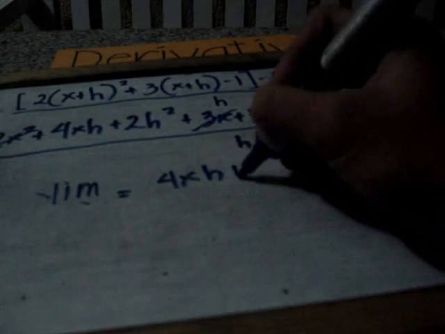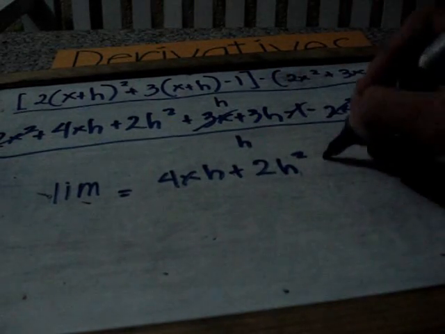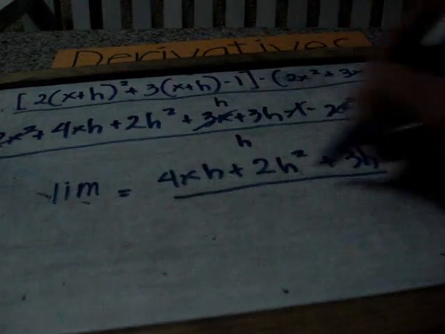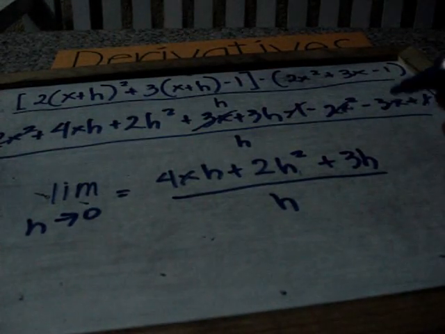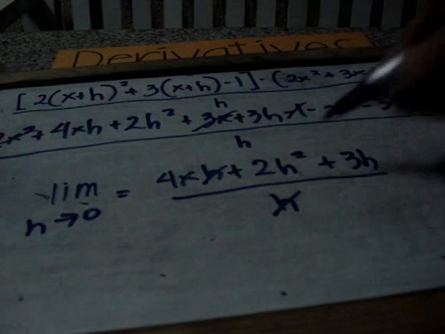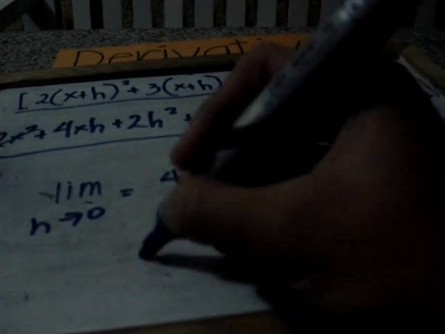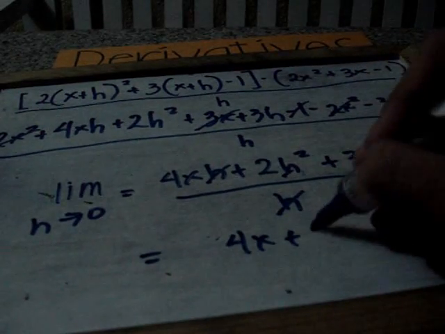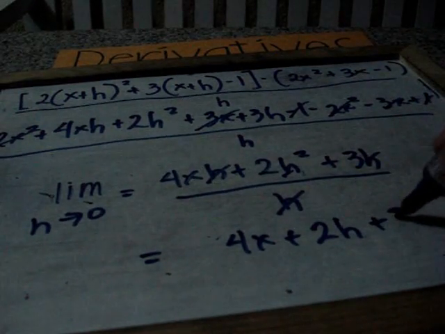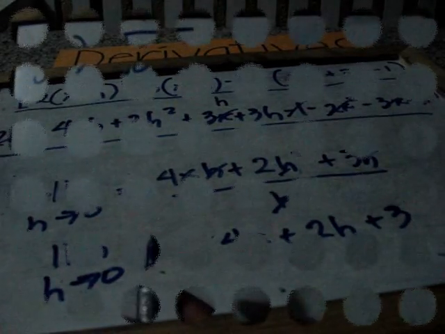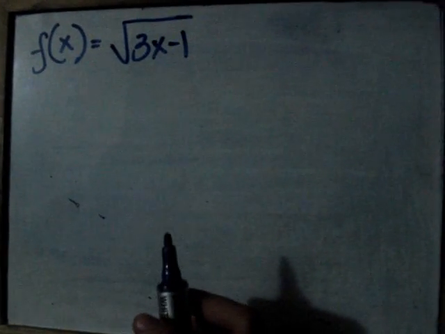So, limit of 4xh plus 2h squared plus 3h over h as h approaches 0. Let's cancel all h. It will become 4x plus 2h plus 3 as h approaches 0.